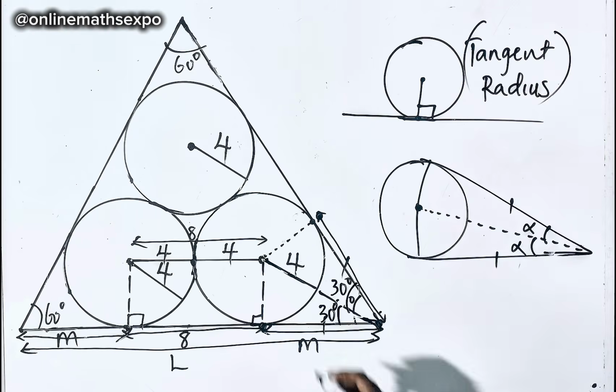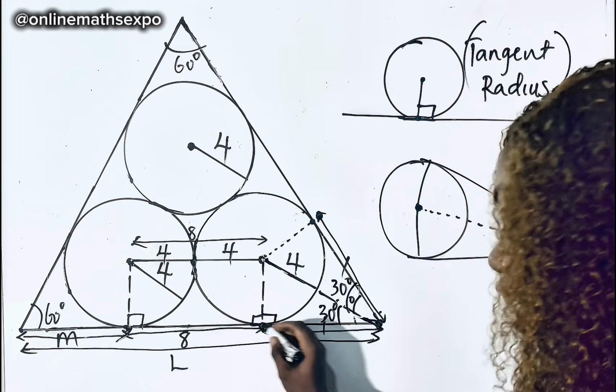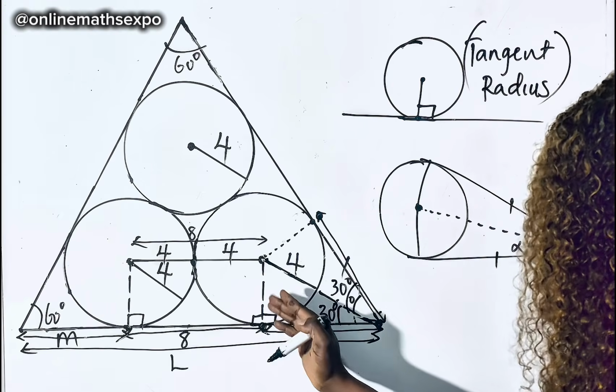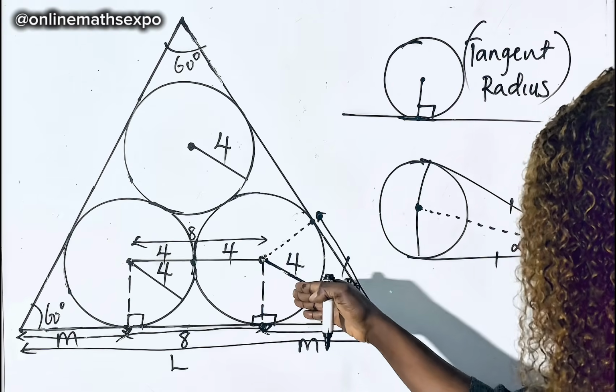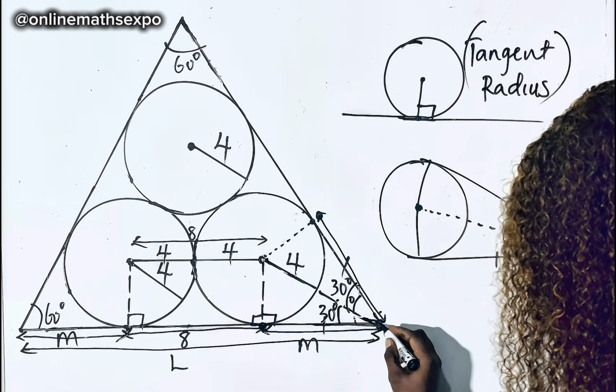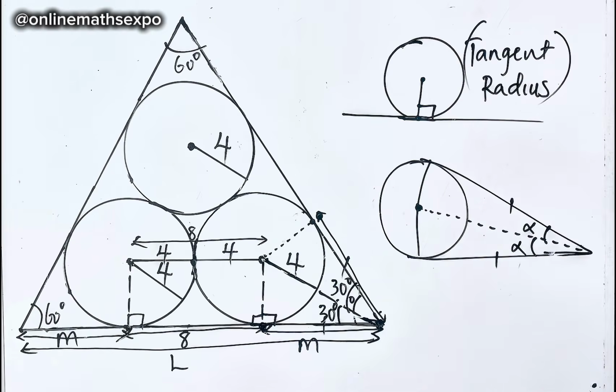So what did you observe? This is also a right angle, remember, because it's an angle on a straight line. So this is a right angle. You observe you have been able to establish a right triangle in here. So let's bring it out because it's going to help us to find this length we are looking for. Let's do it together.